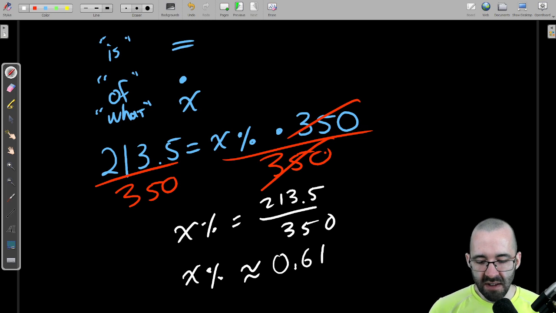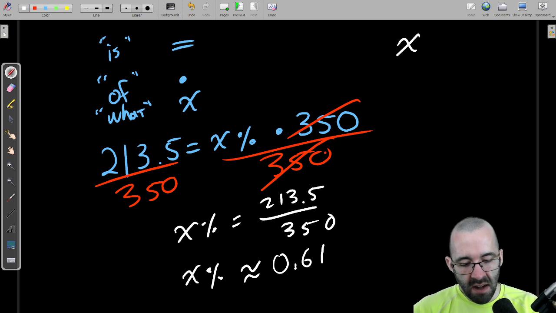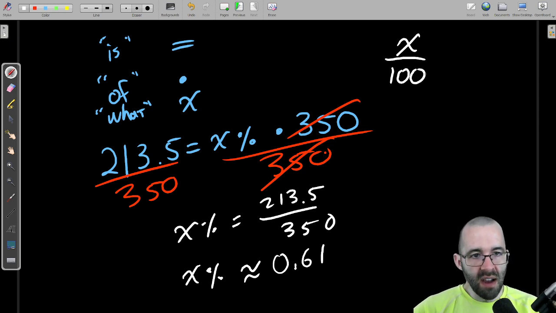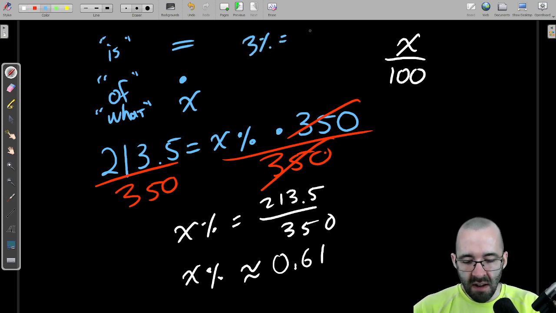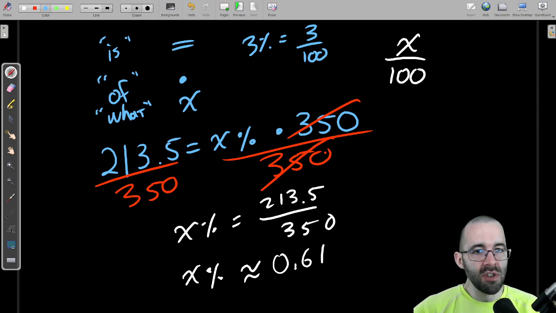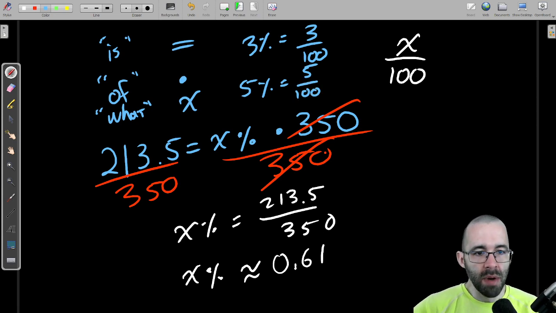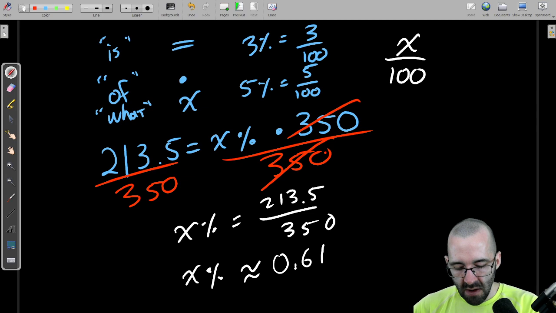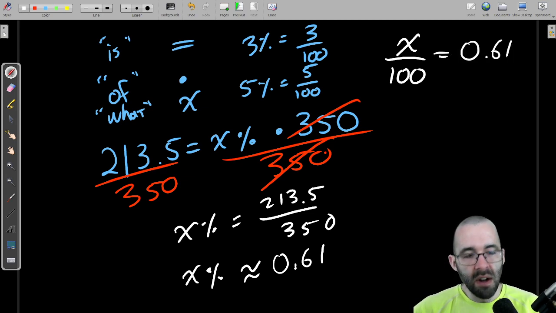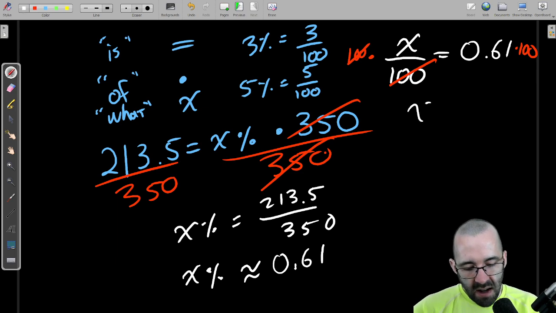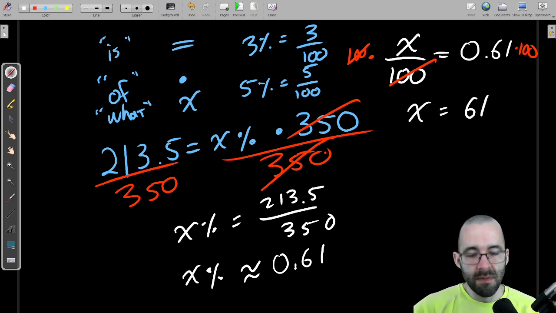So now what percent is 0.61? Remember, percent is just that number divided by 100. X% is the same as X divided by 100. Just like 3% is 3 divided by 100. It's the same idea. Just instead of a 3, we have X. 5% is 5 out of 100. Percent is per 100. So X% is equal to 0.61. We multiply both sides of this equation by 100 to solve for X. Cancellation on the left-hand side. We get X is 61.